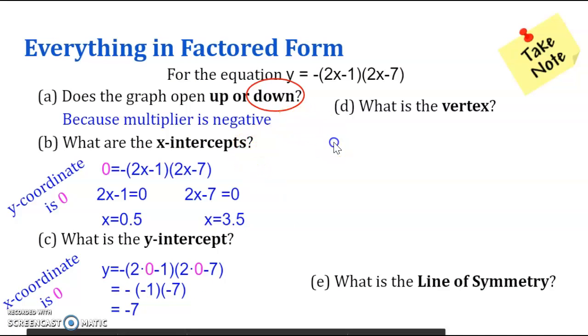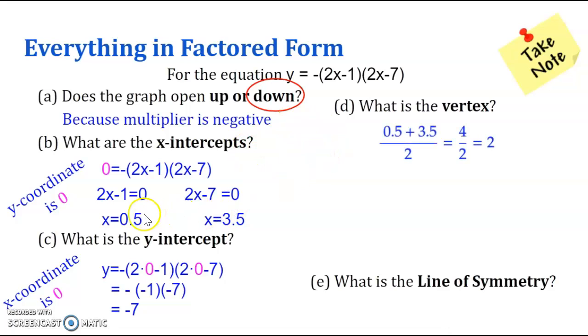Okay, now what about the vertex? How do we figure out the vertex? The vertex is always the average of the x-intercepts, so we're going to take the average of those two and divide by 2, and you get 4 over 2, which is just 2. So that's the x-coordinate of the vertex.